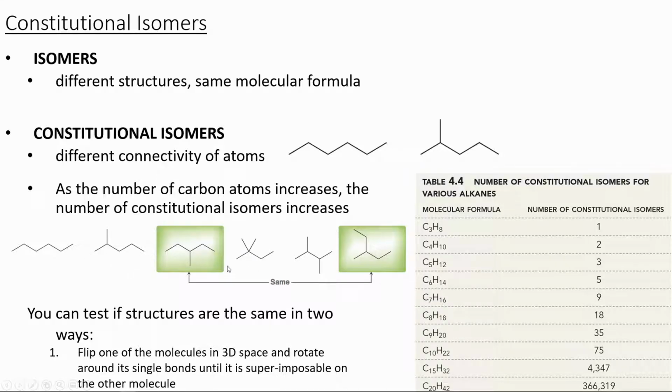But you'll notice we have 2 molecules here in green that are labeled as the same. And so maybe at first glance they don't look exactly the same because of the angles. But if we're able to flip the molecule in 3D space and rotate around its single bonds, at some point it will be superimposable on the other molecule. And that's something that we're going to focus on throughout the rest of the Chapter 4 video, different ways to view these molecules in 3-dimensional space.